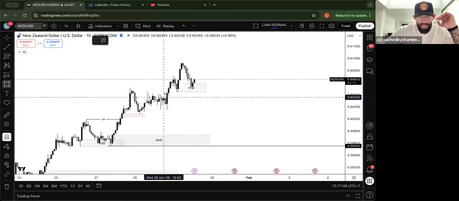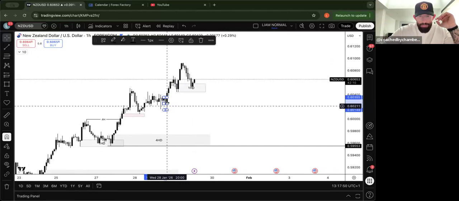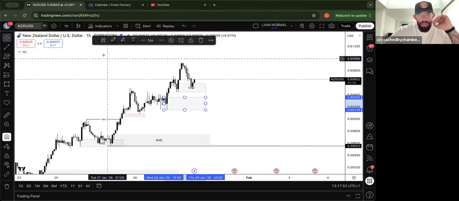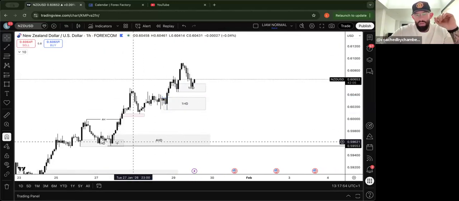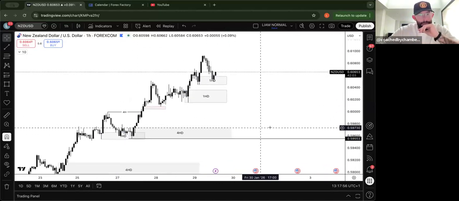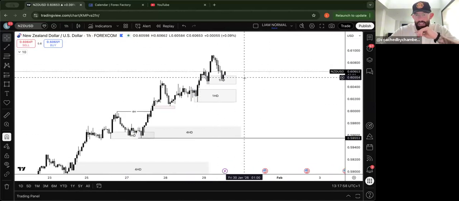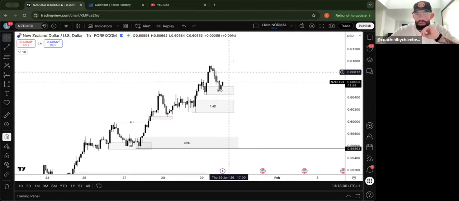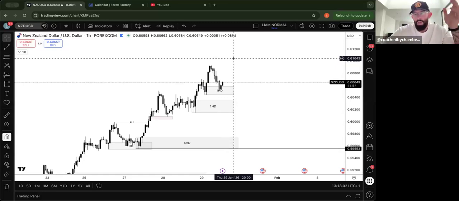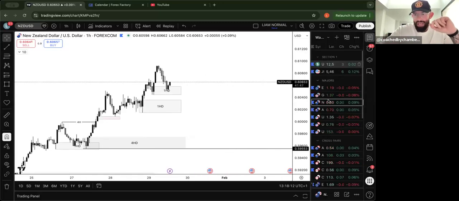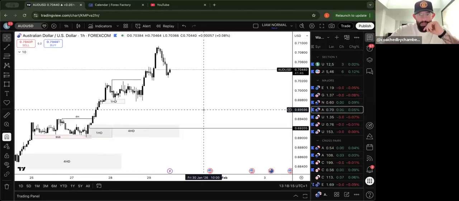We do have an unmitigated area for me here as a 1 hour demand area, and then also we have this area below. As of right now, this is very nice to look at, very nice to look for longs to potentially go for buys, but just be aware that we do have news, like I said, in an hour and 5, 10 minutes or something. So just be aware of that if you are getting into any positions as we speak.